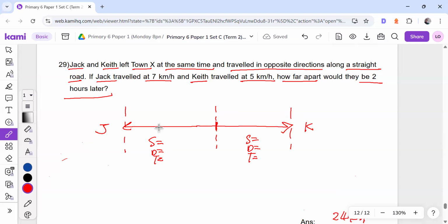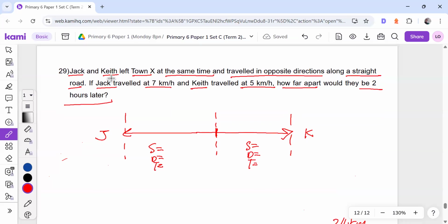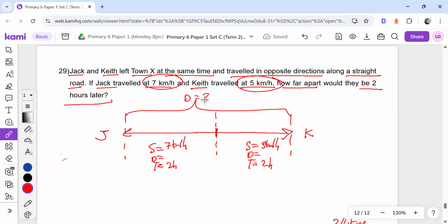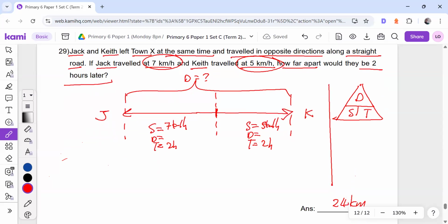Then after you draw the model already, then what do you do? You plug the numbers in. So Jack, the speed is 7 km per hour, and Keith, the speed is 5 km per hour, and they travel 2 hours. How far apart will they be 2 hours later? So your question mark can be something like this. What's the distance between them after 2 hours? And that's your model. All right, and then you must always have a triangle: the distance, speed, and time.